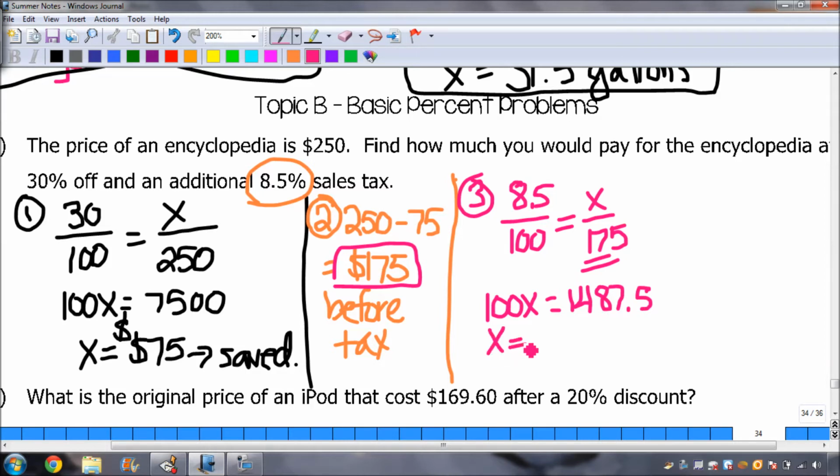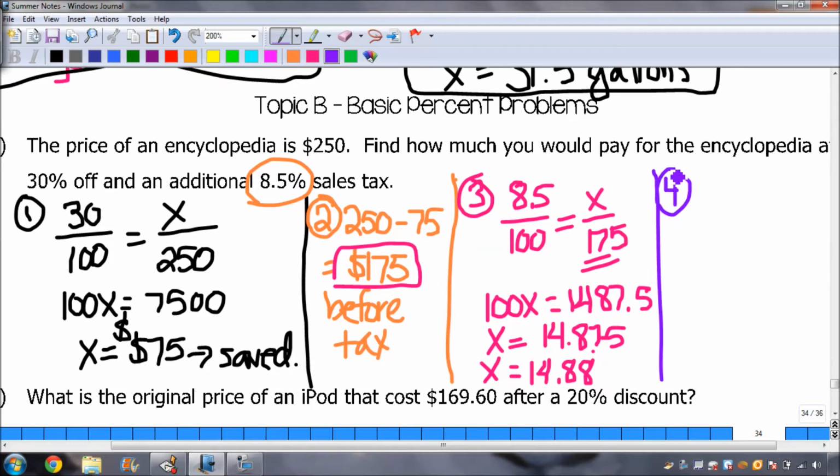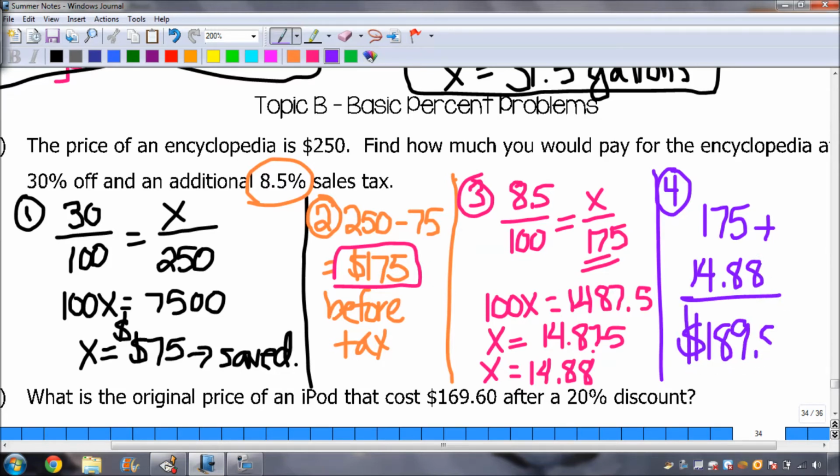Divide by 100, I get 14.875. But we're talking about money, so it doesn't make sense to have this 5 right here. I can't go out to the thousandths place, so I round to the nearest hundredth and get $14.88. But obviously, you're not going to pay $14.88 for an encyclopedia that was originally $250. What you need to figure out now is the final cost. After the discount, I have to pay $175, and then an additional $14.88 to the government. So altogether, my final answer is $189.88.